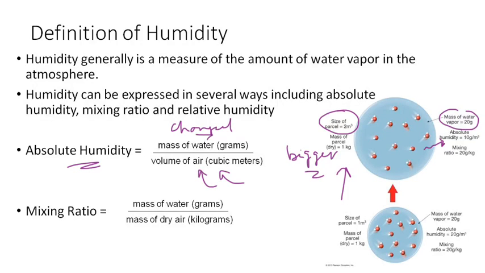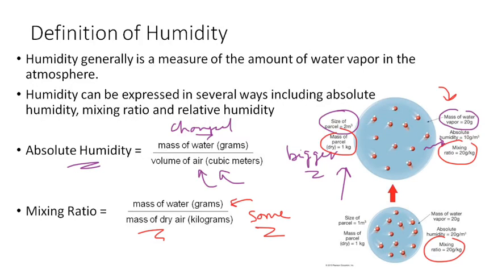Now let's go down to mixing ratio, where mixing ratio was the grams of water vapor, which is still 20, divided by the mass of the dry air, which did not change as the parcel got bigger. So notice that our mixing ratio stayed the same. So our mixing ratio again is just our 20 grams of water vapor divided by the mass of dry air, which is still 1 kilogram.